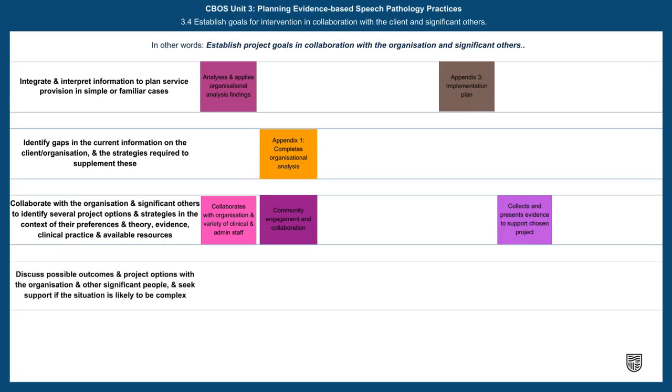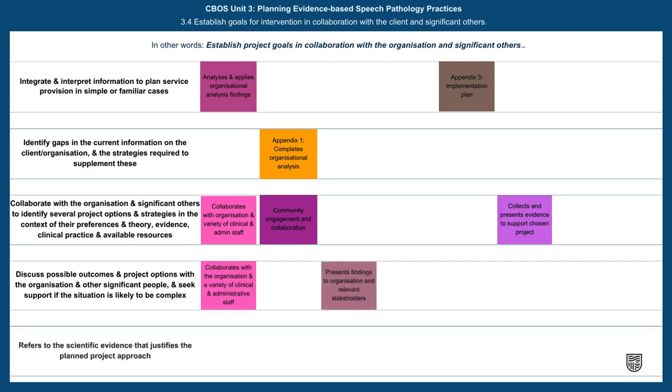Discuss possible outcomes and project options with the organisation and other significant people, and seek support if the situation is likely to be complex. Again, presenting findings via collaboration and in consultation with the organisation, and referring to the scientific evidence that justifies the planned project approach via a literature review.